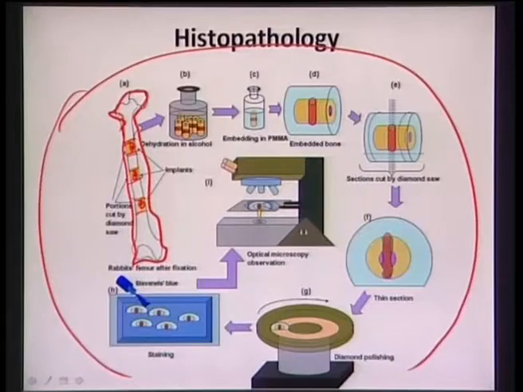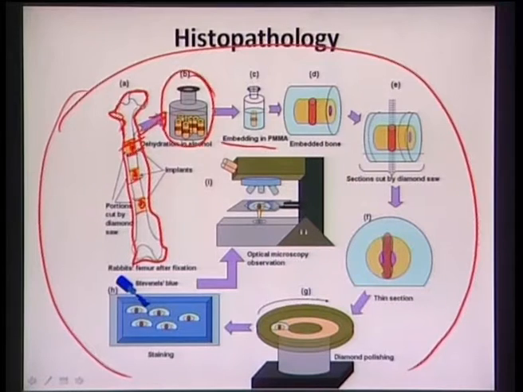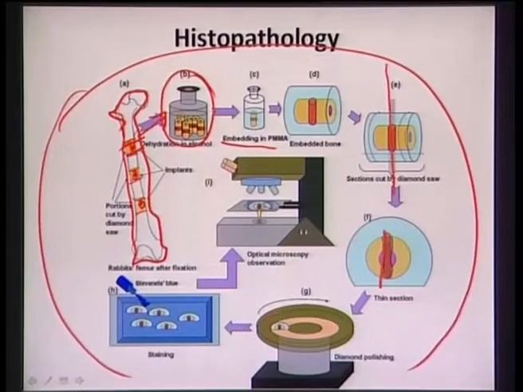After that, you take this long bone and cut it by the diamond cutting machine, then you put it in dehydration, that is in alcohol. So that is like serial dilution, you give the treatment to this bone tissue sample by serial dilution. Then you embed it in PMMA, that is polymethyl methacrylate, a polymer. Then you cut the cross sections by the diamond saw, and essentially you are seeing both the implant and the implant-bone interface. Then you take a thin section and polish it in the standard polishing wheel.